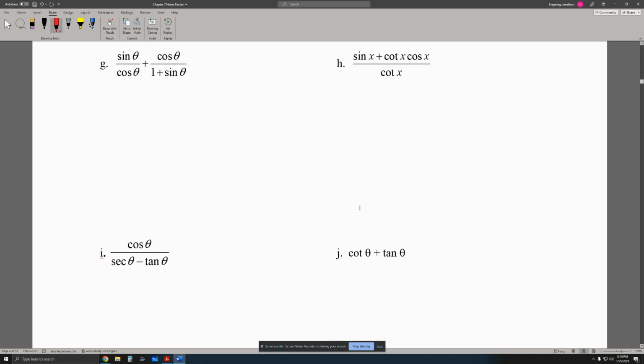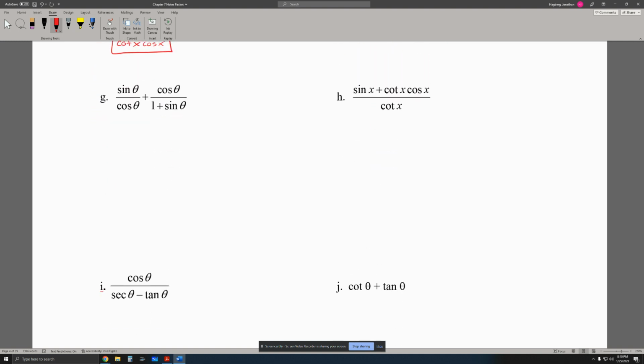All right. Part G, we have sine over cosine plus cosine over 1 plus sine. All right. So for this here, I noticed that we could rewrite this in terms of tangent, sine over cosine, but instead everything's already written in terms of sine and cosine. So strategy that we can use here, I can't cancel anything out here. I could find a common denominator, but I noticed that this denominator here has 2 terms. We've got 1 plus the sine.